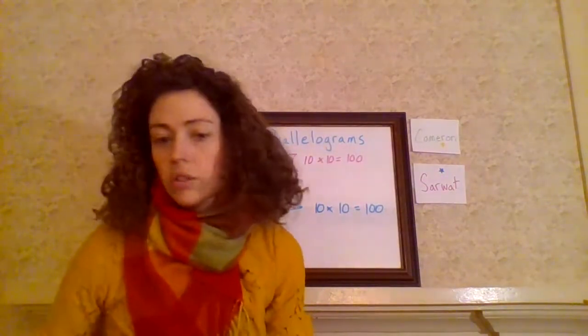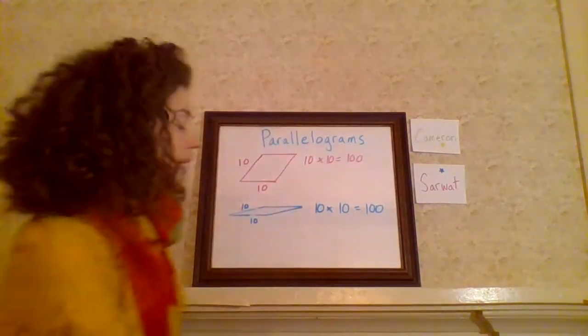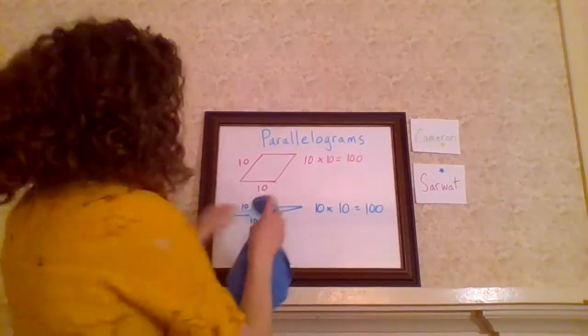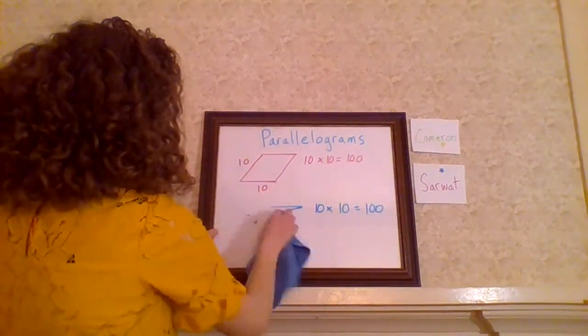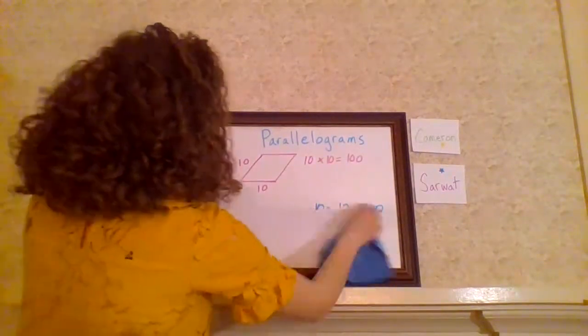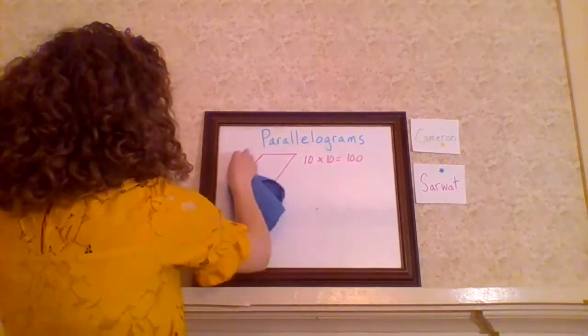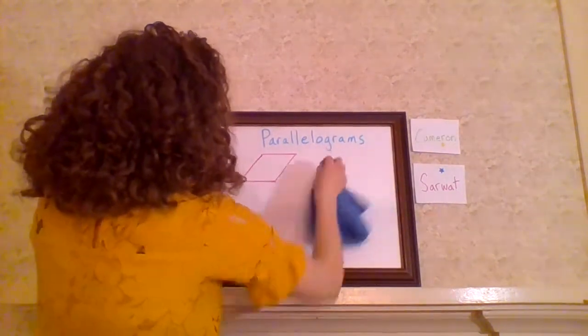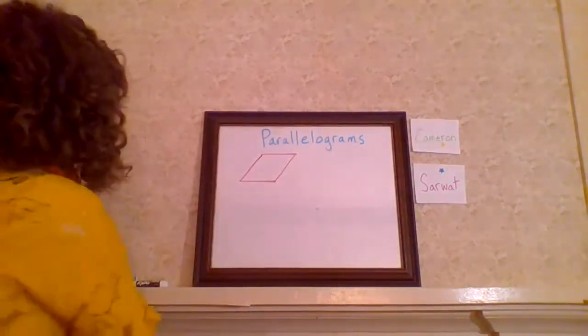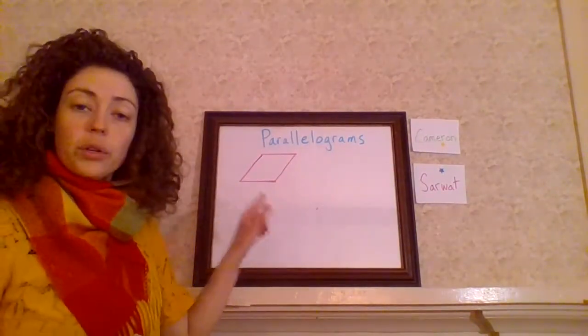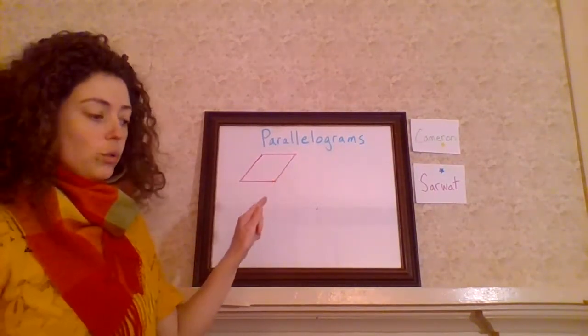So let's see if we can figure out how we could find the area of a parallelogram. Okay, let's look at this top one, and figure out how we could make this parallelogram into a rectangle.